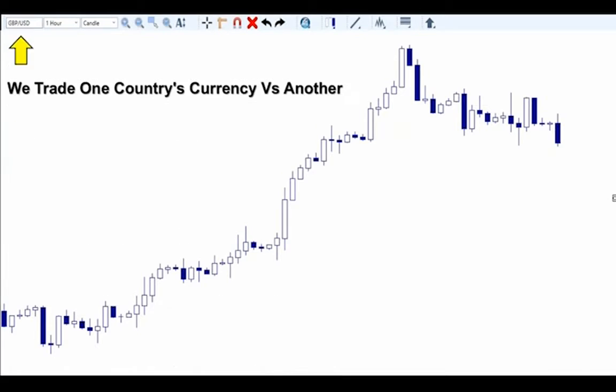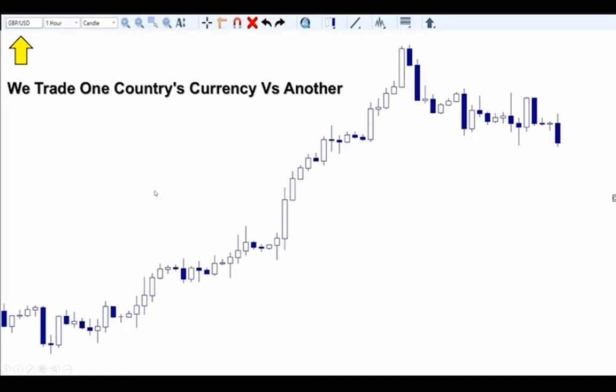Before we jump into the charts, let me quickly explain to you what you're going to be looking at when I pull up my charts. What we're going to be doing in the Forex market is trading one country's currency against another. If you look at this chart on my screen, upper left-hand corner, you can see that this is the Great British Pound, the GBP, US dollar, USD currency pair.